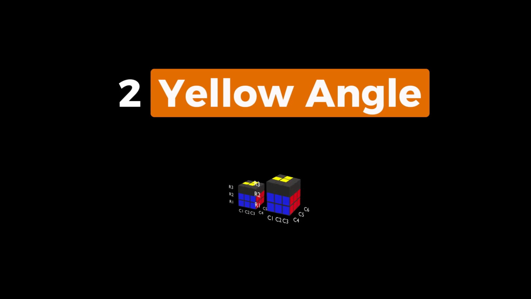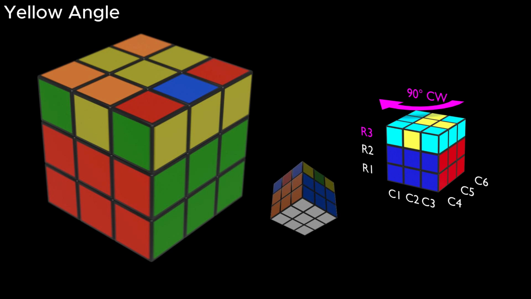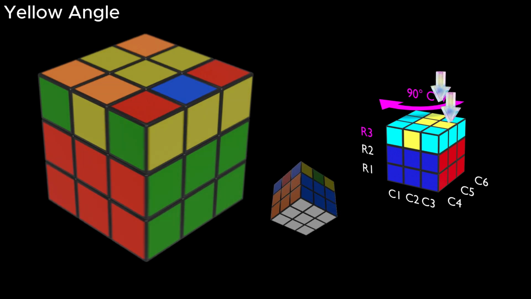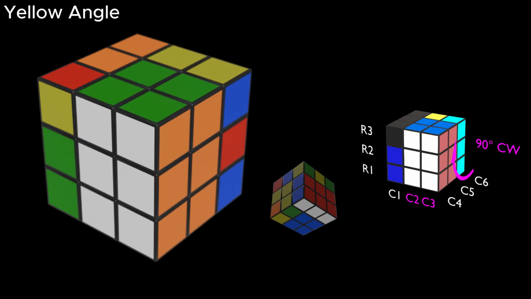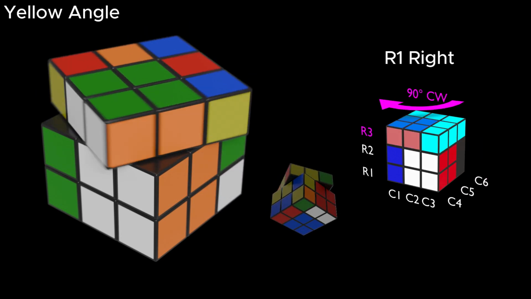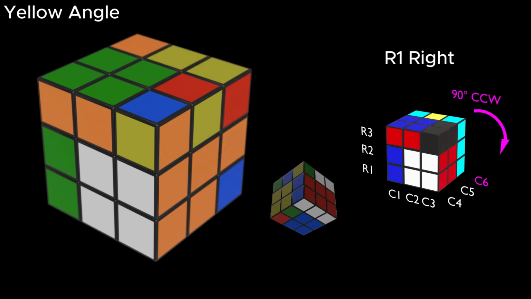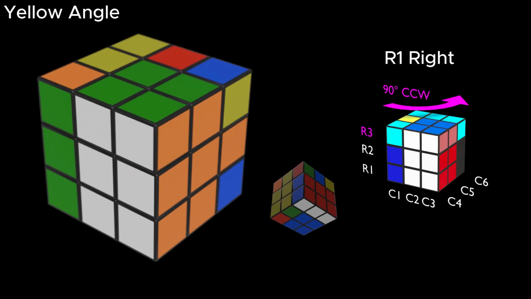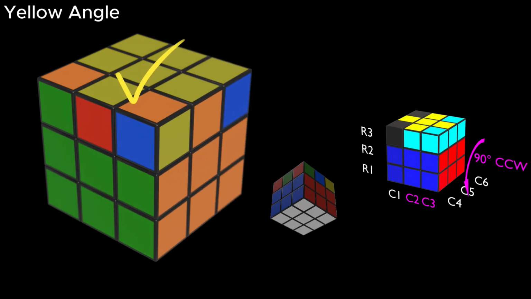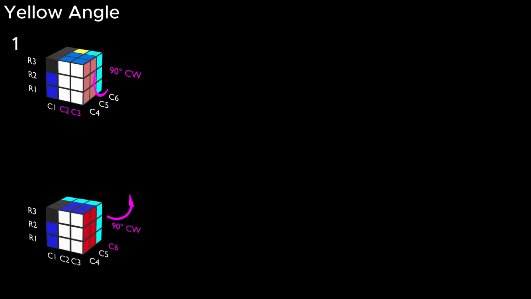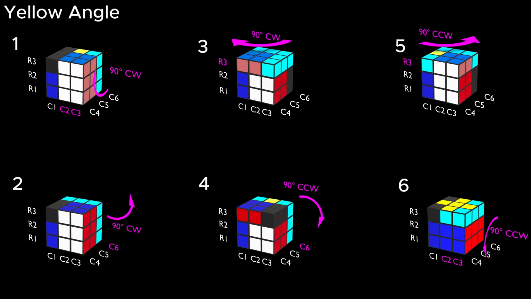Scenario 2, the yellow angle. Rotate row 3, or the entire cube, to position the edge cubelets at columns 2 and 6, and another at columns 3 and 5. Rotate columns C2 and C3 clockwise. Perform sequence our 1 right at column 6. Rotate column 6 clockwise. Turn row 3 clockwise. Turn column 6 counterclockwise. Rotate row 3 counterclockwise. Rotate columns C2 and C3 counterclockwise.